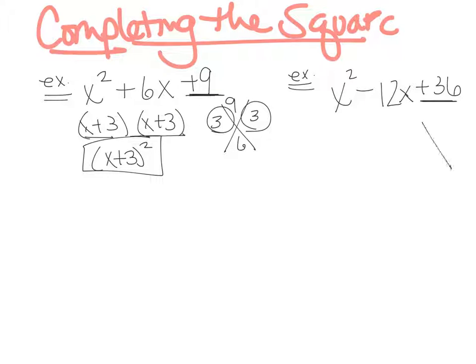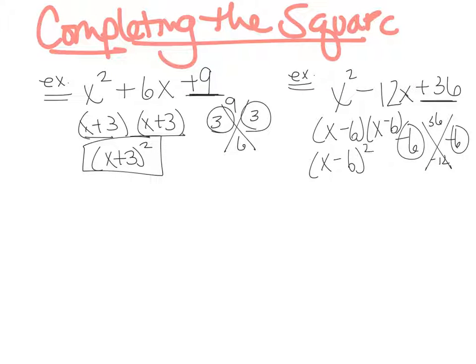I'm now going to factor it. So 36 goes on the top, negative 12 goes on the bottom. Factors of 36 that make negative 12: 6 and 6, but they both have to be negative. So x minus 6 and x minus 6. I can write this prettier, x minus 6 squared. I hope you're noticing that when you complete the square, these are always the same. That's why they get the name complete the square, because they're squares of each other.